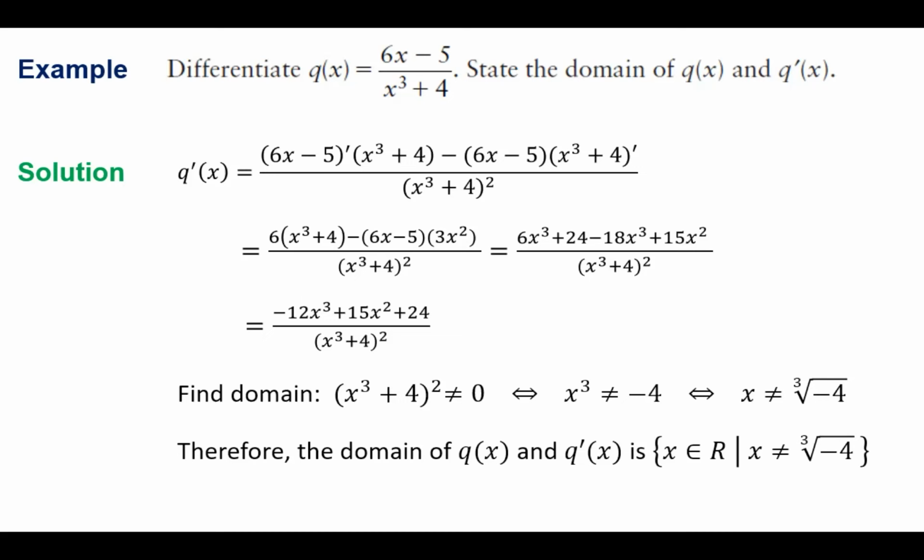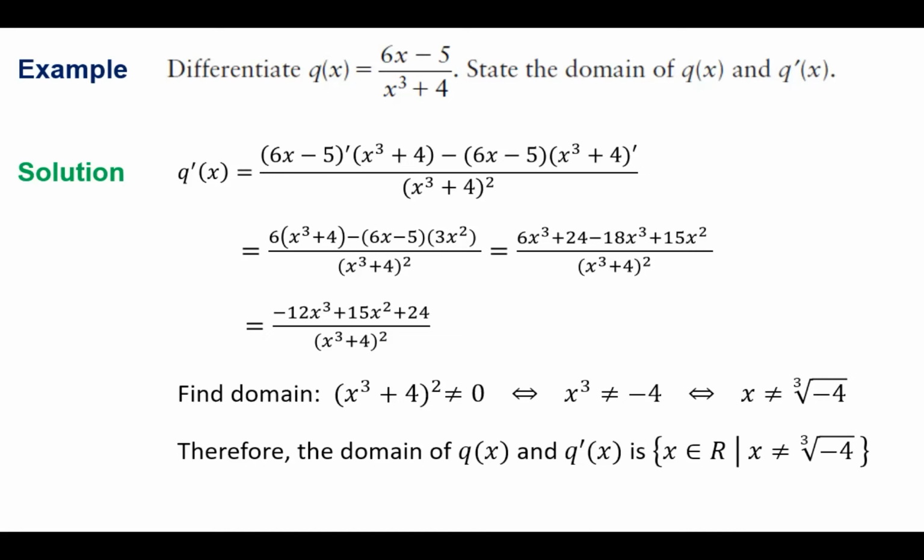And then we can find the derivative of 6x minus 5 and x cubed plus 4 respectively, and put them into the expression, expand, and simplify. The final answer is -12 times (x cubed plus 15x squared plus 24) divided by (x cubed plus 4) squared. Then let's find the domain of the original function.